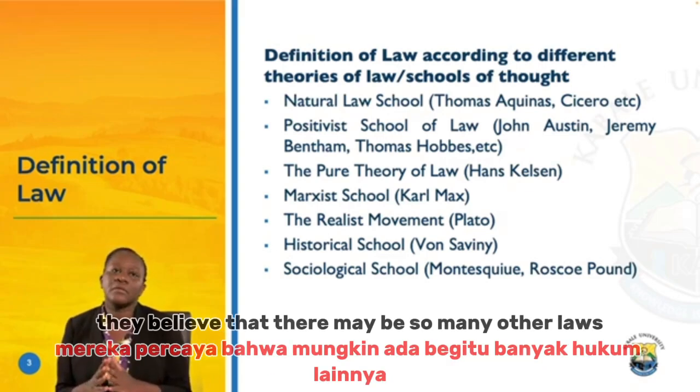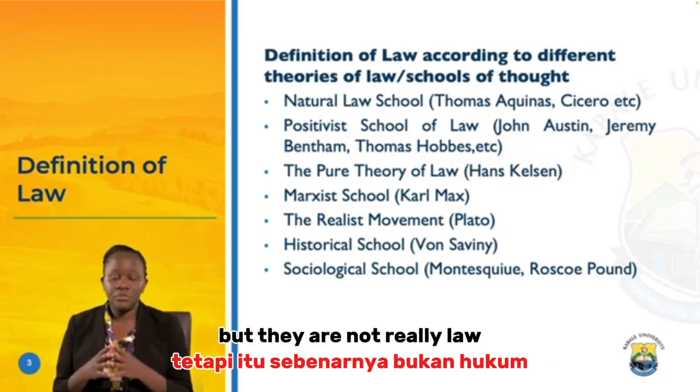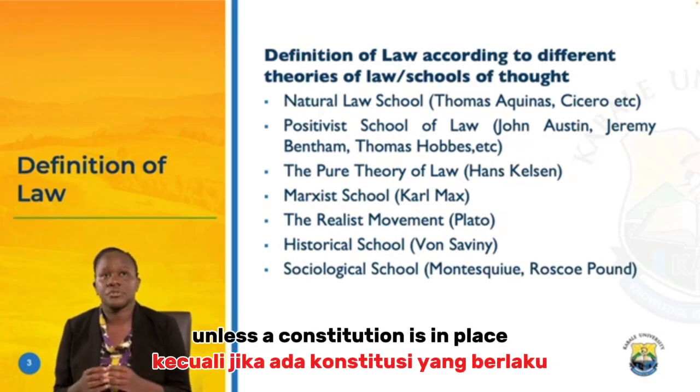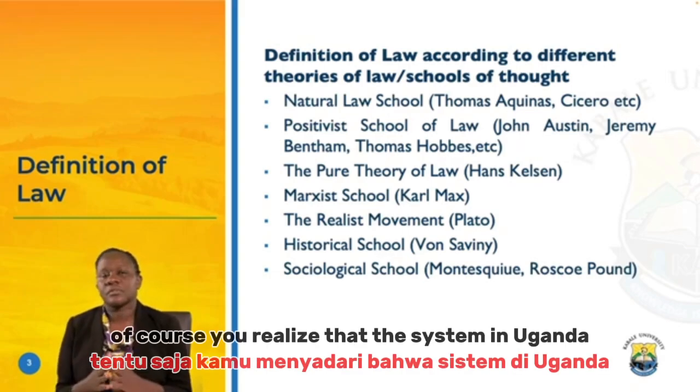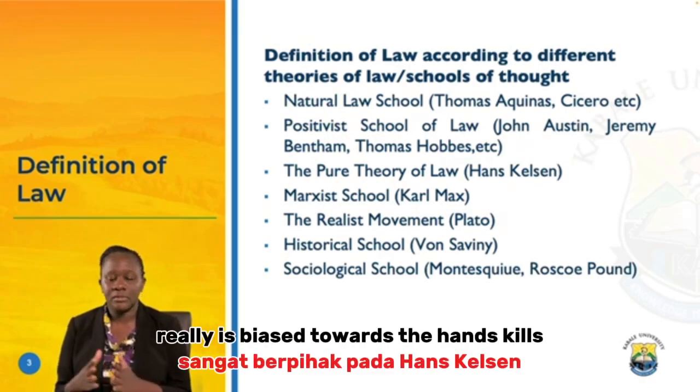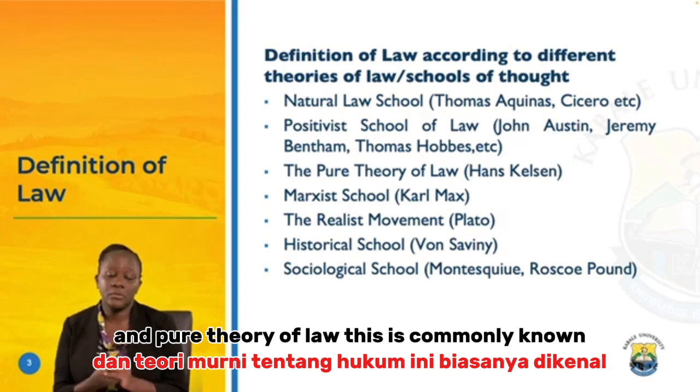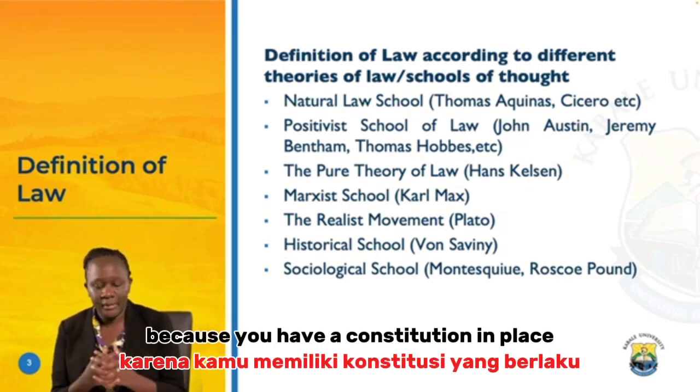And therefore, they believe that there may be so many other laws, but they are not really law unless a constitution is in place and has dictated the order of things. Of course, you realize that the system in Uganda really is biased towards the Hans Kelsen pure theory of law, as is commonly known, because we have a constitution in place.